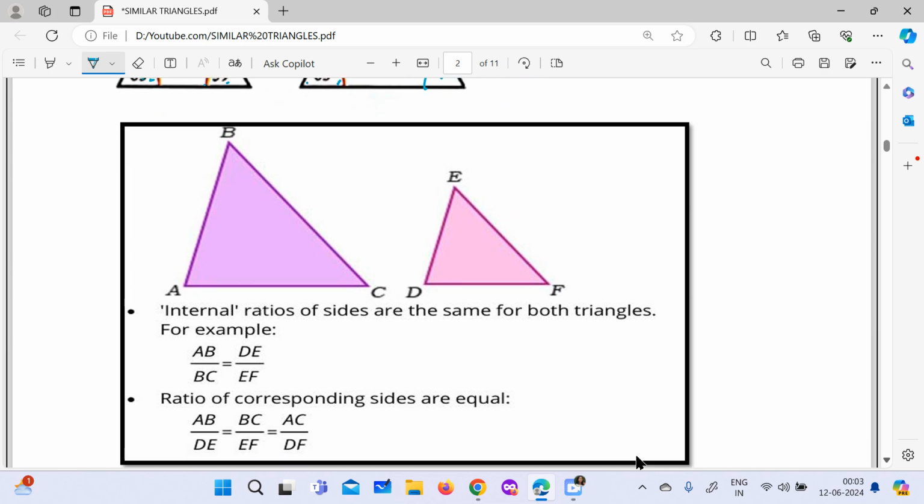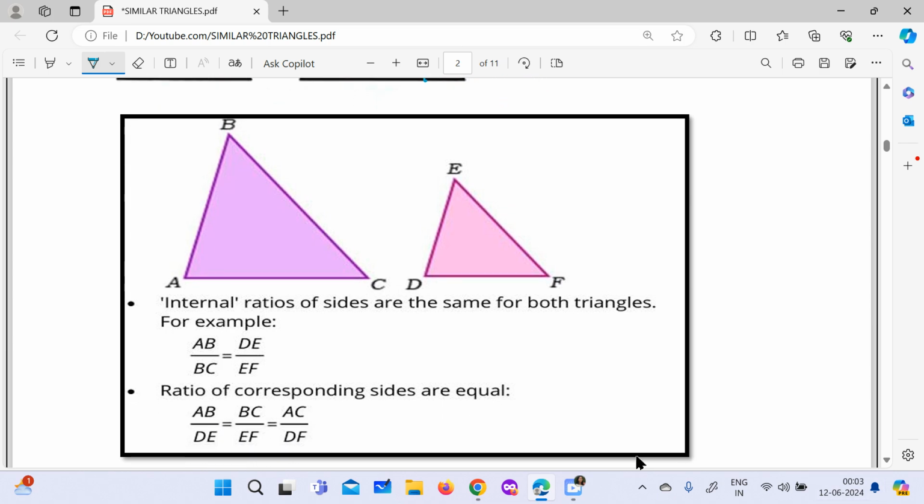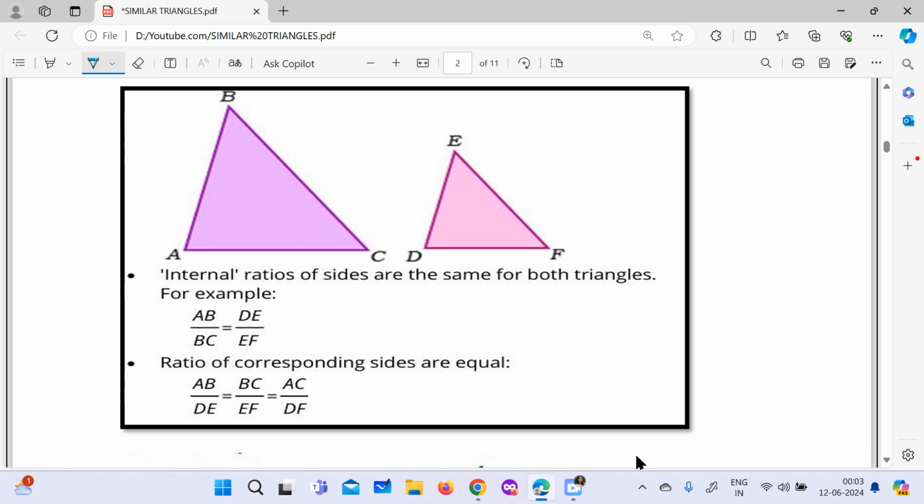Now let's see another. Okay, this is a very important point. On this you get many questions in the IGCSE paper. Yeah, definitely you get one in both the papers. So here you can see two triangles A, B, C, D, E, F. Now, what is the first point? Internal ratios of the sides are the same for both triangles. Okay, what are internal ratios? When you take the sides of the same triangle, we call it an internal ratio.